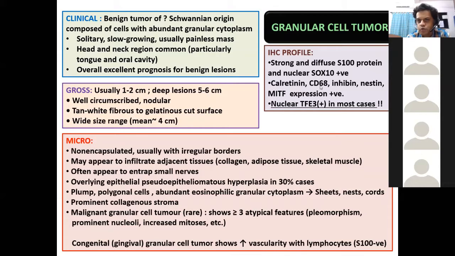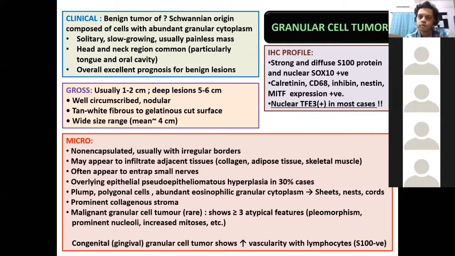All the other markers that you do, like as in the case of melanoma, also your macrophage markers, will be negative in this particular case. Nuclear TFE3 is one very important thing. I put it just for the sake that nowadays many labs have almost the entire range of IHC at their disposal. So even low-level markers like TFE3 and all might be finding their way into some of the labs.